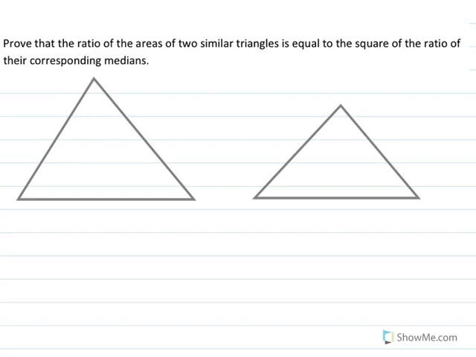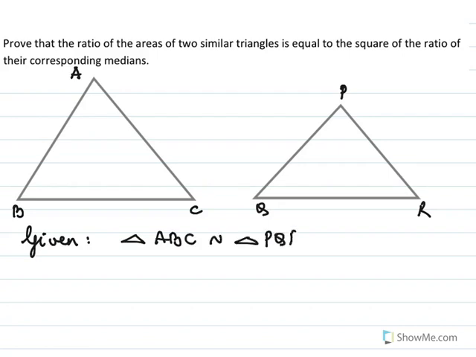Prove that the ratio of the areas of two similar triangles is equal to the square of the ratio of their corresponding medians. So here we have two similar triangles. We'll name them as A, B, C, and we have here P, Q, R. So given to us are two triangles that are similar. So triangle ABC is similar to triangle PQR. And now we require the medians. So let's go ahead and draw their medians.